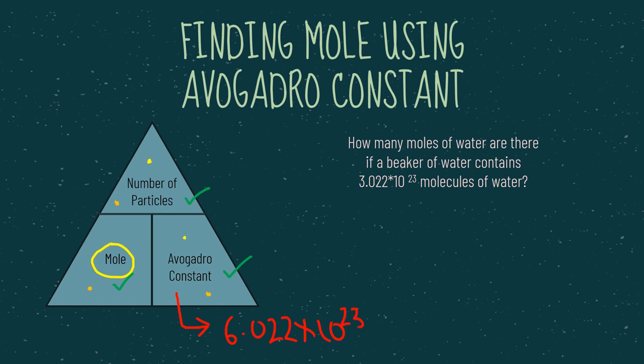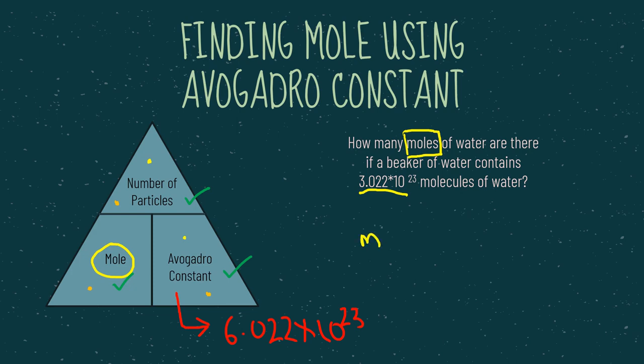So let's move on to this little problem we have here. So the question says that how many moles of water are there if a beaker of water contains 3.022 times 10 to the power of 23 moles of water? So this question, we are given the number of particles and we are asked to find the mole.